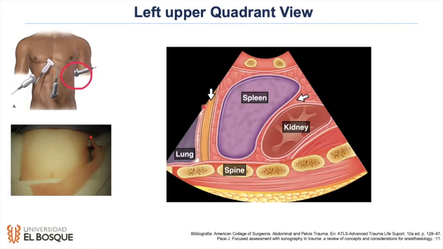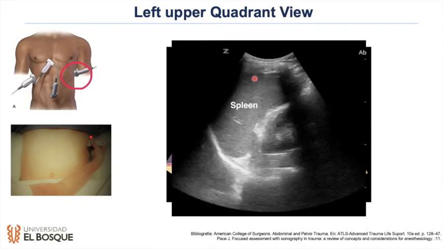Also, you are going to see the subphrenic interface and the splenorenal interface. This is the splenorenal interface, where it is very common for you to see blood, and also the subphrenic interface. So this is how you're going to see it. Here is the spleen. Remember that the spleen is shorter than the liver, obviously. So this is how you can also differentiate them.